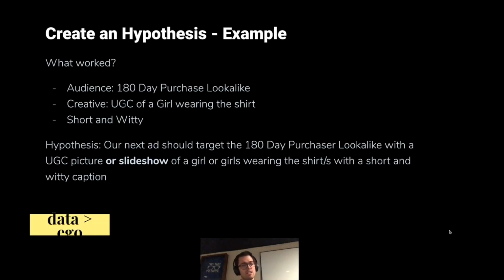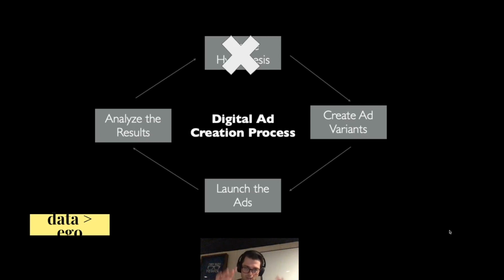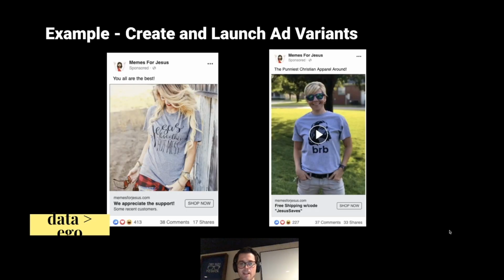So from there, let's create a hypothesis again, right? That same audience worked. The creative, user-generated content of a girl wearing the shirt, caption short and witty. So hypothesis: our next ad should target that same audience with a user-generated content picture, or to mix it up, let's make a slideshow of girls wearing the shirt with a short and witty caption. So we create a hypothesis, and let's create some ad variants.